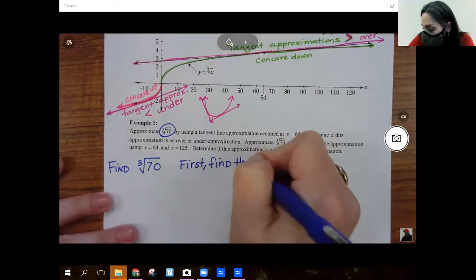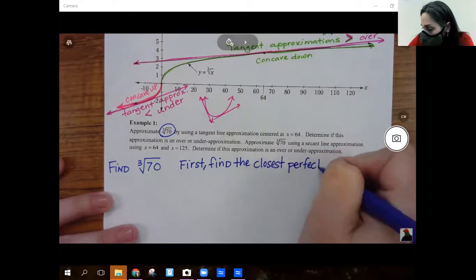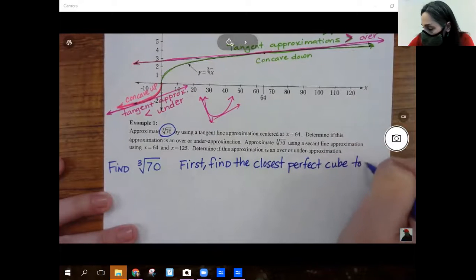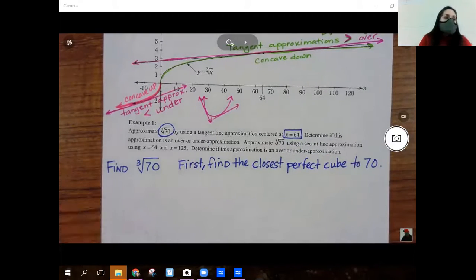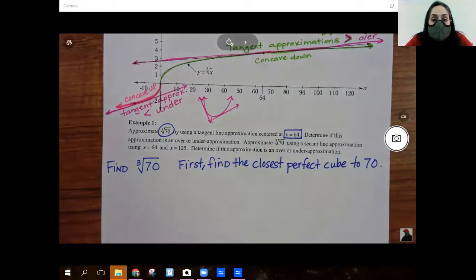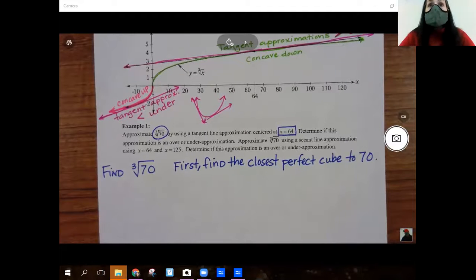find the closest perfect cube to 70. Okay, that's where this 64 comes from. It says centered at 64, and a lot of people when I go over this ask, why did they pick 64? Why didn't they pick 50? Why did they pick 100 or something like that? Well, it's because 64 is the closest perfect cube to 70. So it doesn't have to be less than 70, it could have been greater. You just want the one that's the closest, okay?